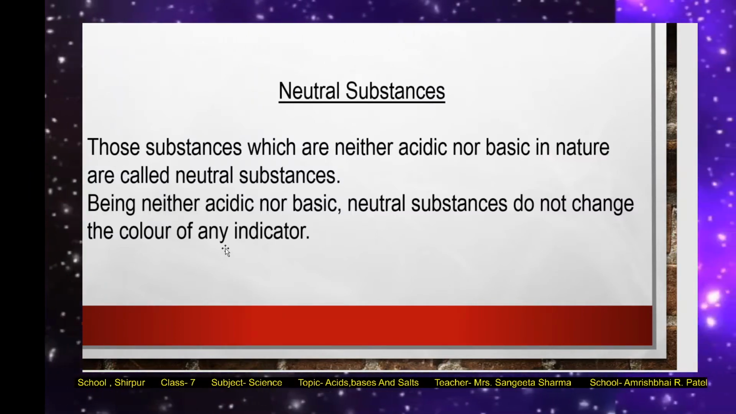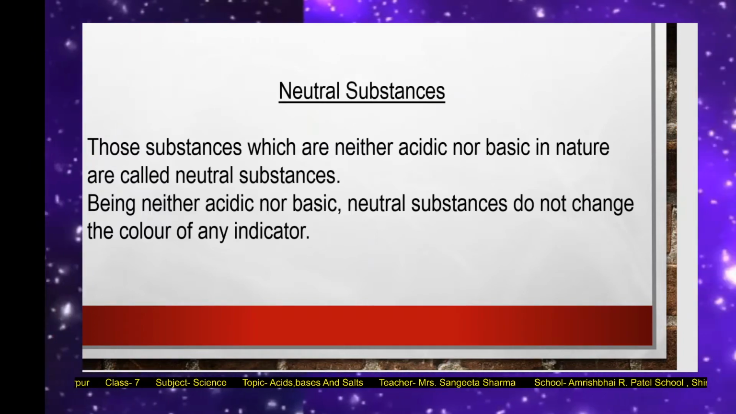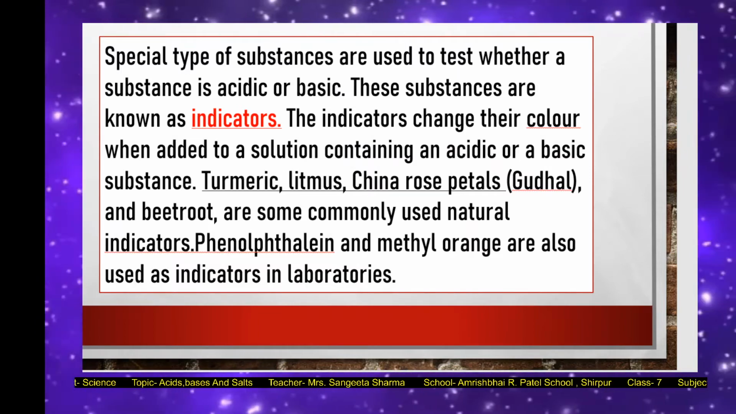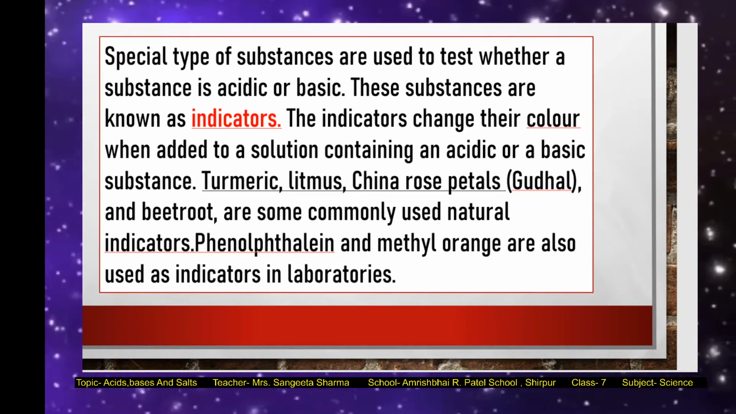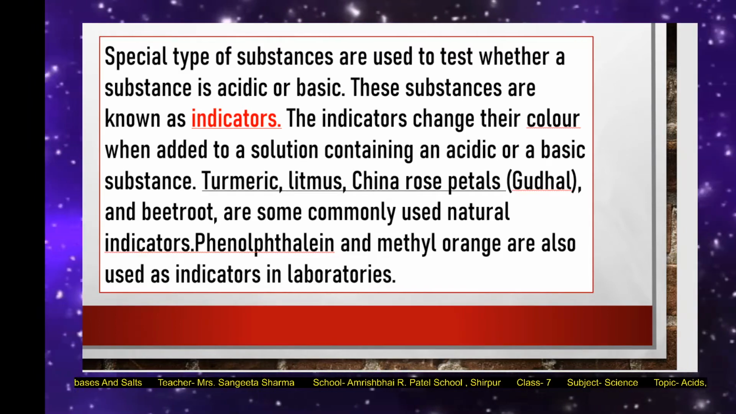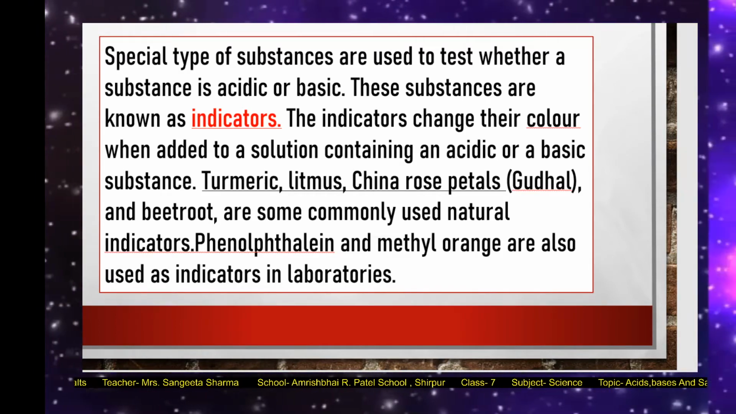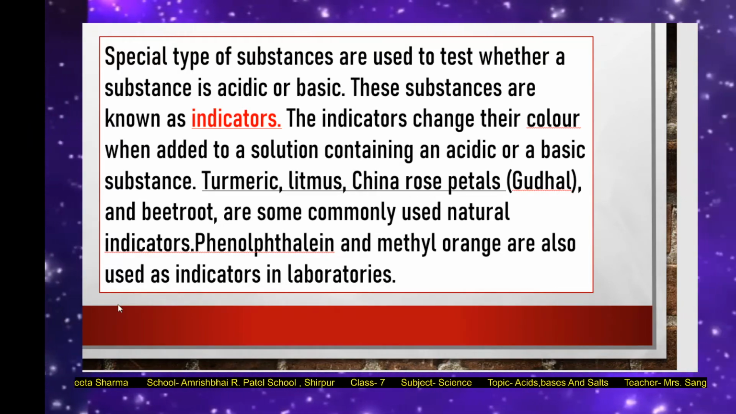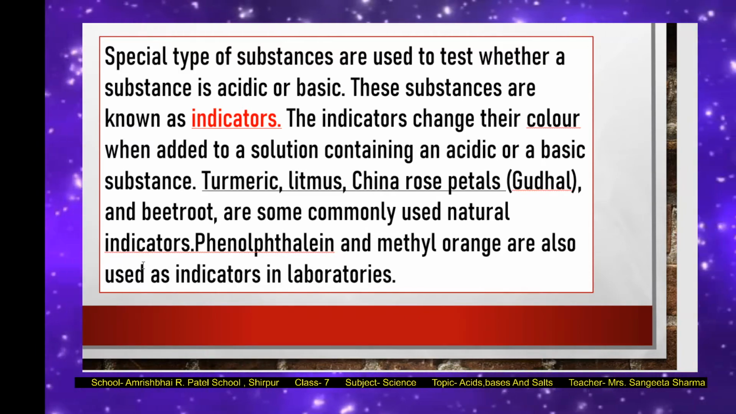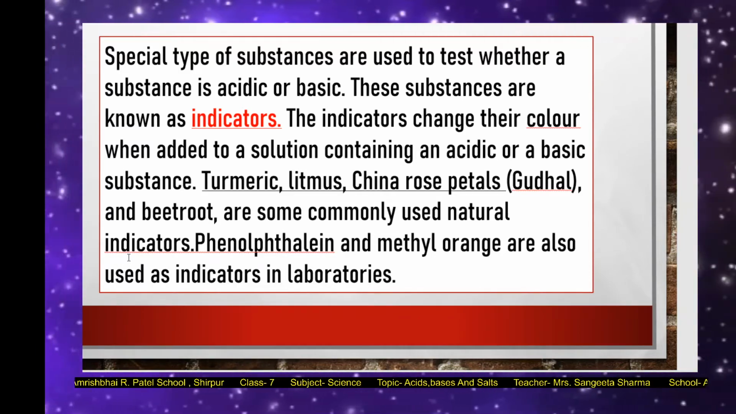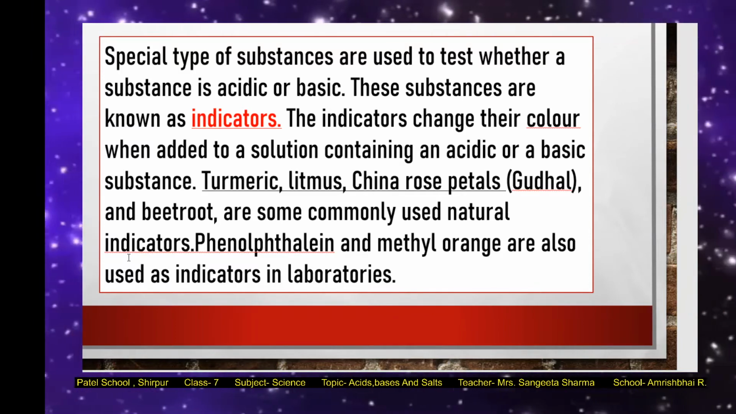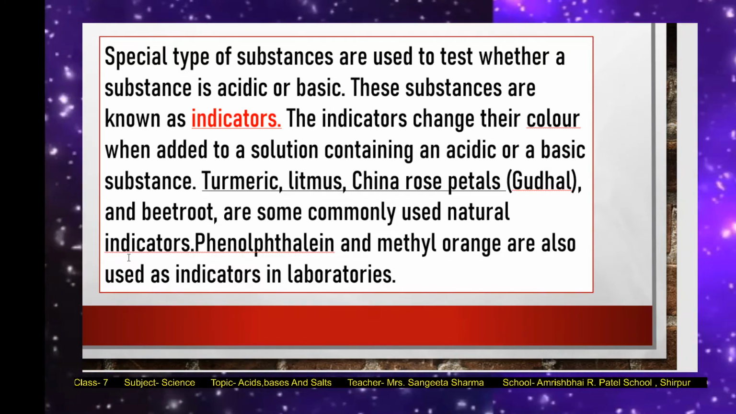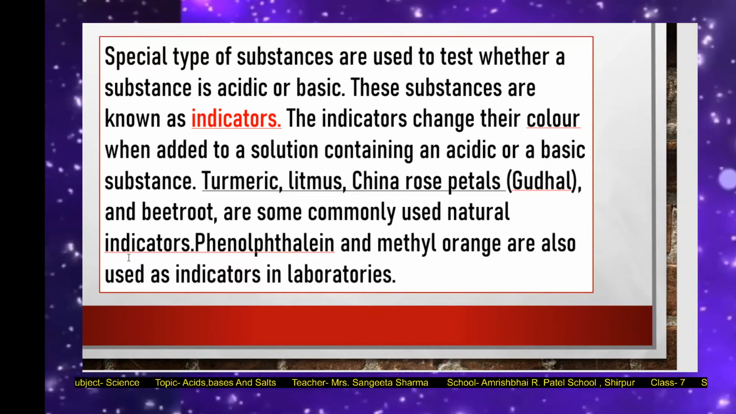But first of all, we have used the word indicator here, so we should know what we mean by indicator. These are special types of substances which are used to test whether a substance is acidic or basic. These substances are known as indicators. Indicators are used to identify the acidic and basic nature of a solution, and they tell us by changing their color in that solution. When we add these indicators to the solution, they change its color.